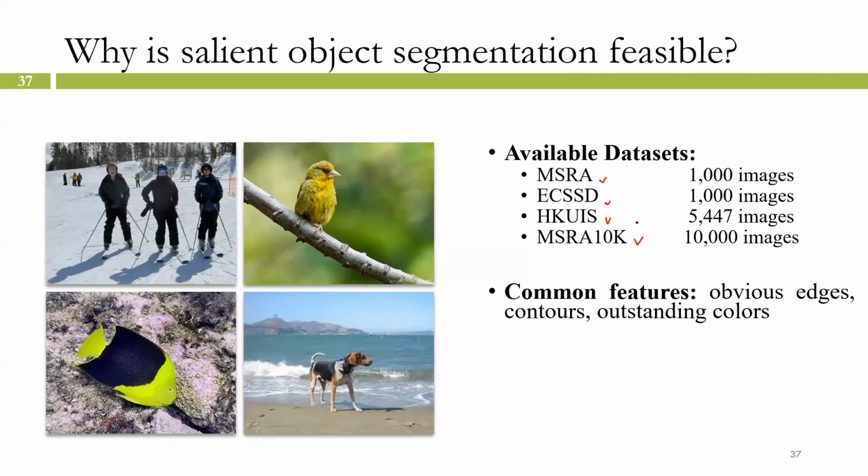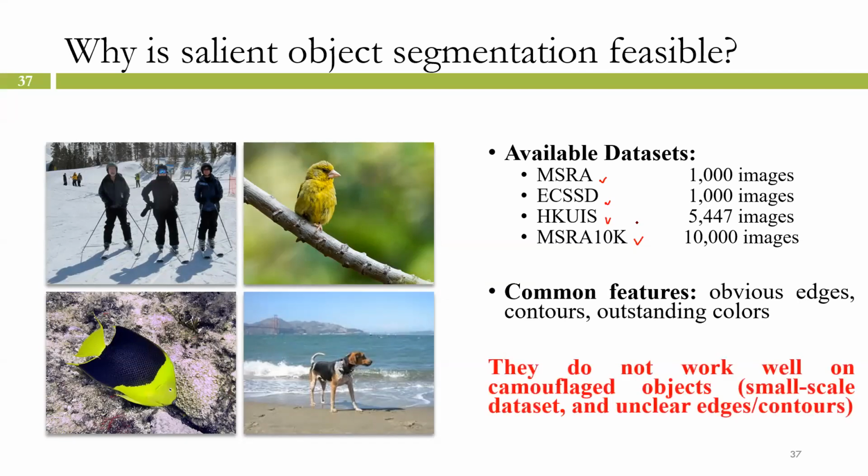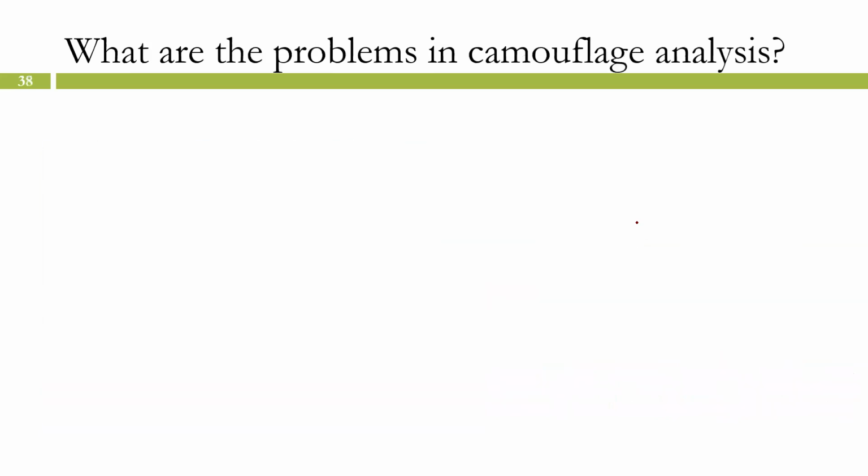And those things cannot carry over into camouflage object segmentation because first, we don't have so many datasets in the problem. And second, the camouflage objects themselves have small scale and unclear edges or unclear contours. Well, what should we do first? So we have to define the problems, right? We have to define the problems.